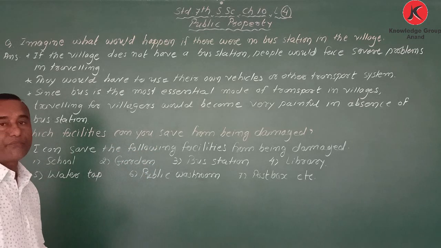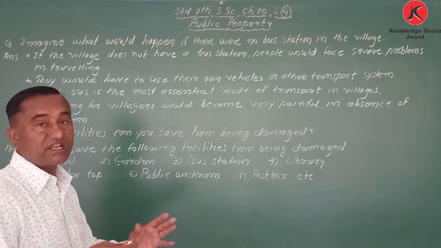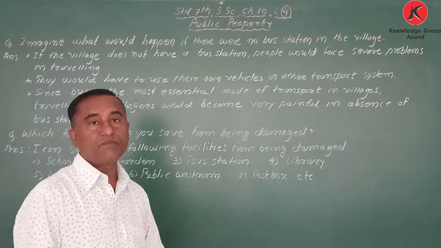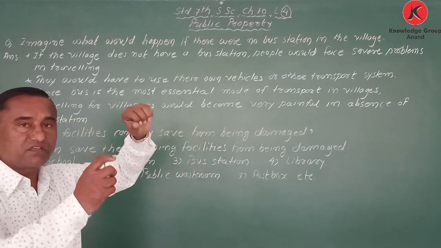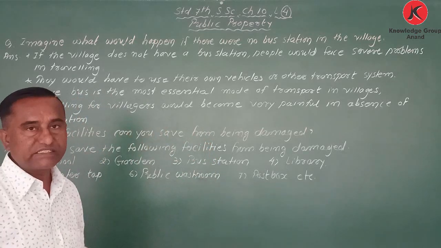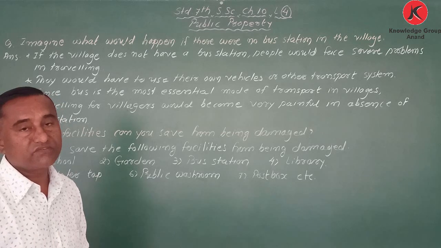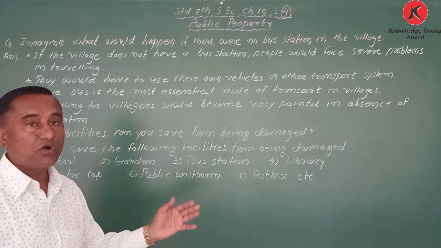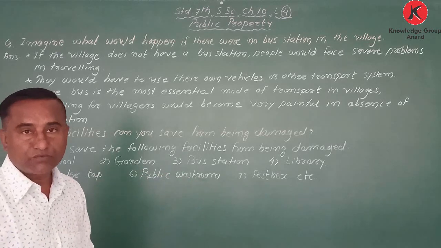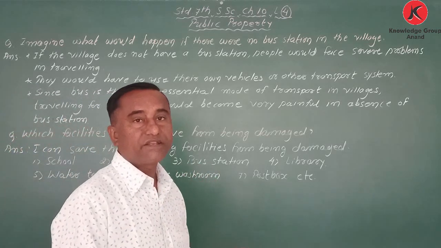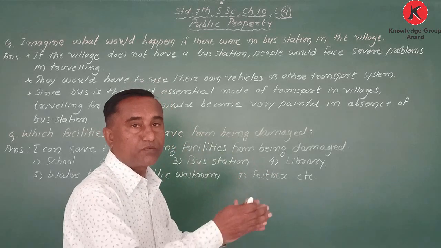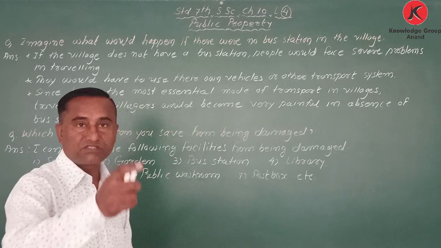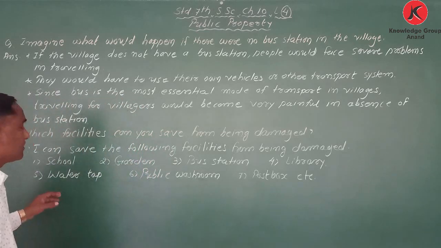Certain public properties are there. If anybody is cutting a tree or removing branches, we have to stop him. We should tell him not to damage any public property. You have seen trees planted on both sides of the road, and some people simply cut them. We cannot do like that. It's a crime.